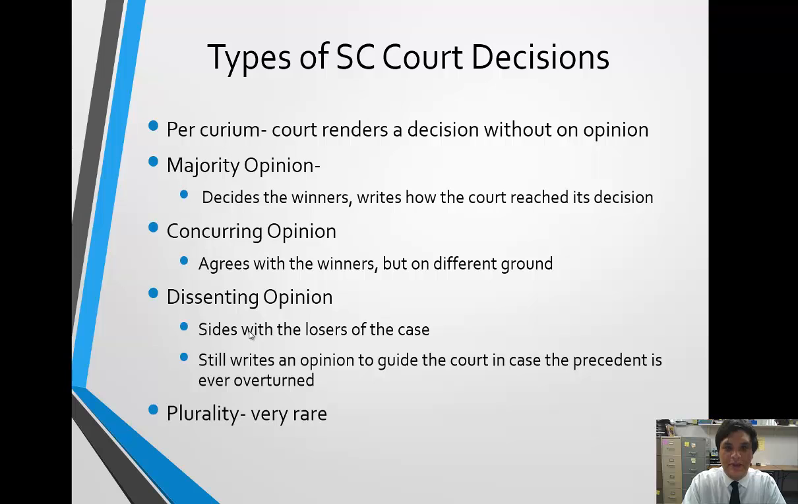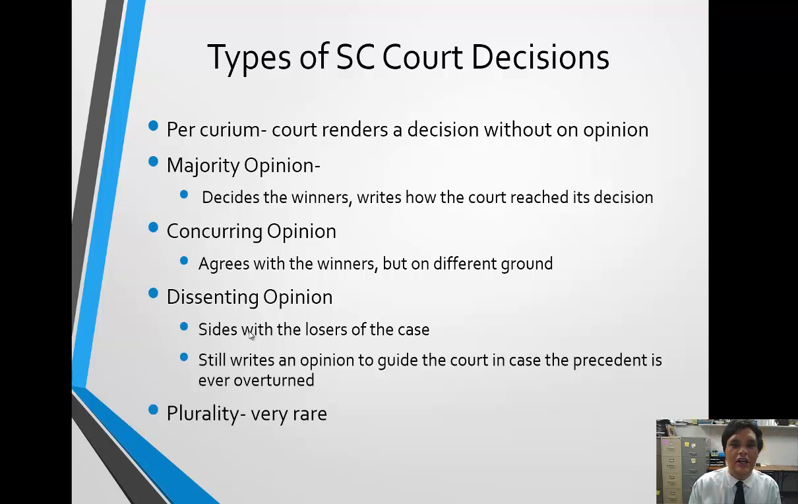The majority opinion decides the winners. So that means that you have a majority of Supreme Court justices that have ruled this particular way and decides the winner. It writes how the court reached its decision. So it shows how the court reached its decision based on legal facts, precedent, constitutional law, and things like that. So it writes a very informed opinion about the case.